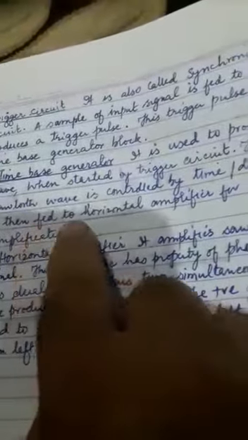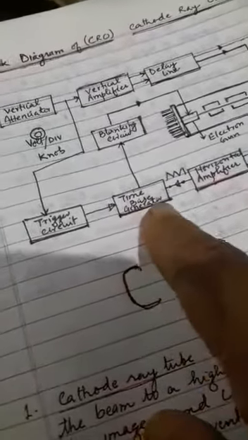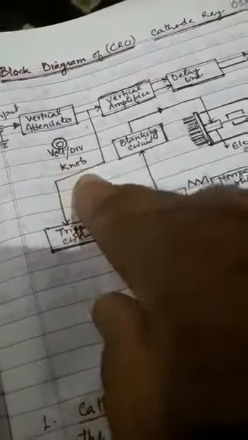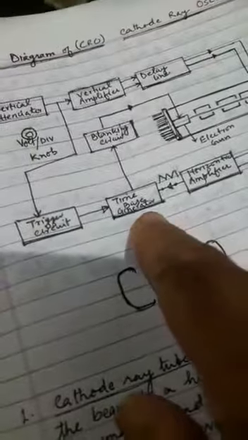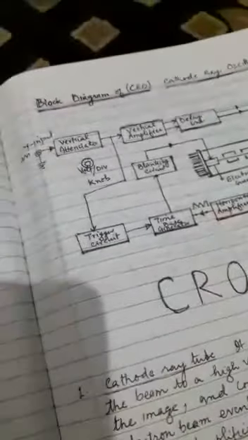After the frequency of that sawtooth wave is controlled, it is sent towards the horizontal amplifier. The horizontal amplifier is shown here. The sawtooth wave, after getting its frequency controlled by this voltage division knob, proceeds towards the horizontal amplifier.